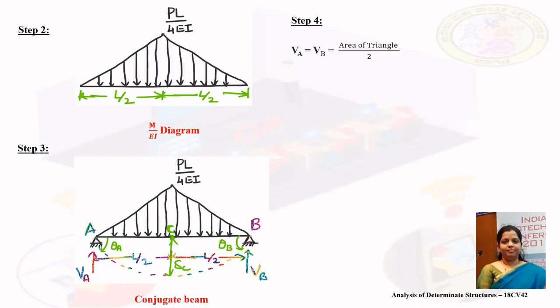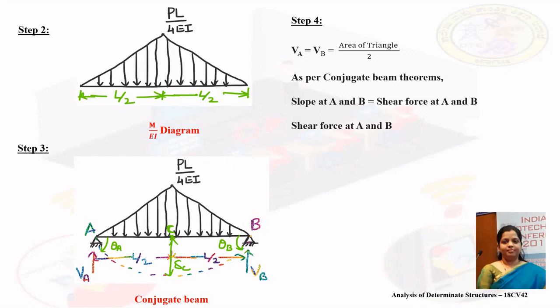Step 4 is to calculate these two shear forces. VA and VB will be equal to area of triangle by 2. As per the conjugate beam theorem, slope at A and B will be equal to shear force at A and B. Therefore, shear force at A and B can be calculated as VA is equal to VB is equal to area of triangle by 2.